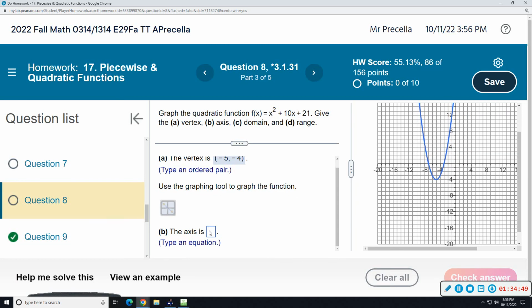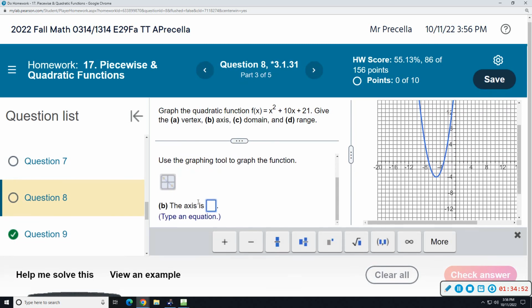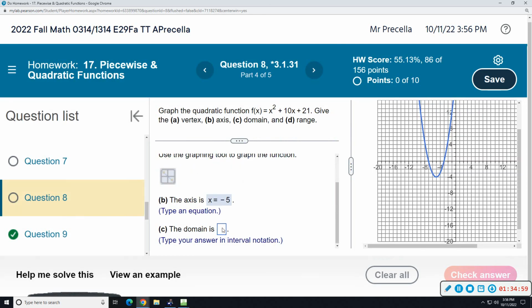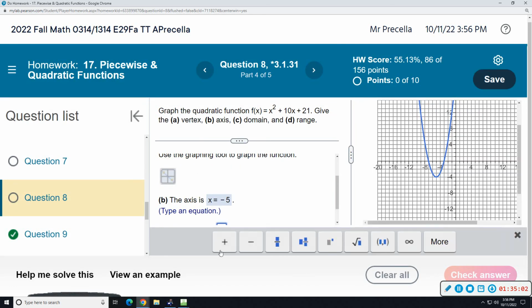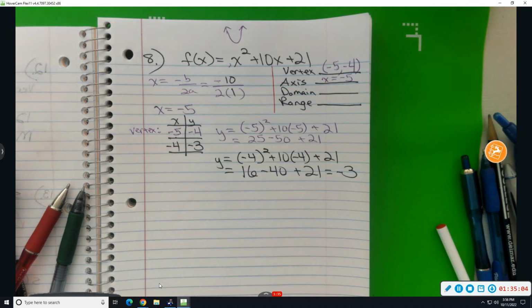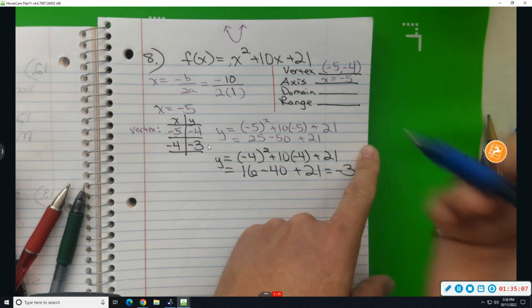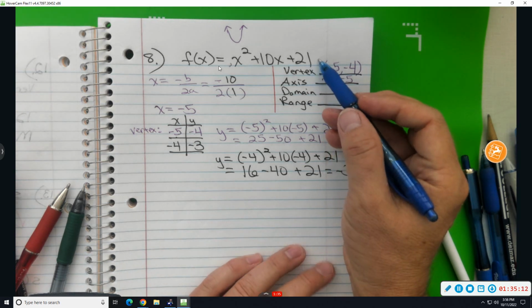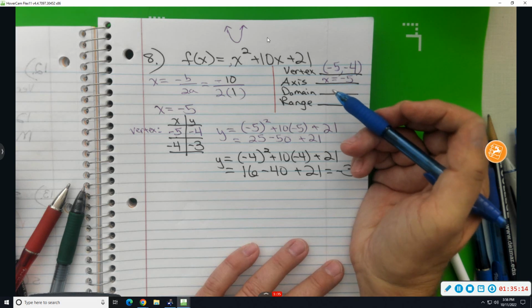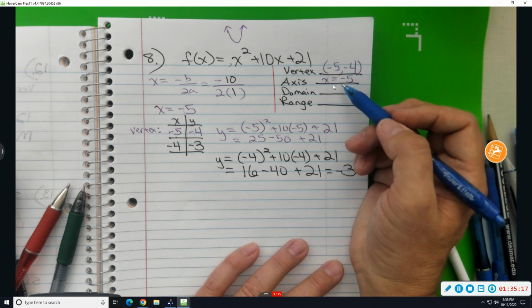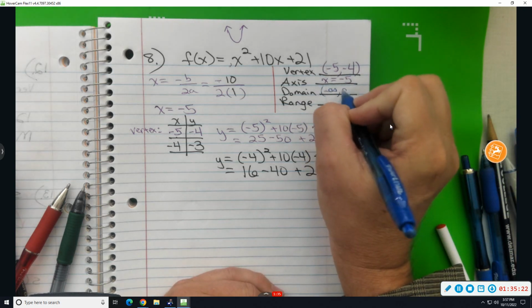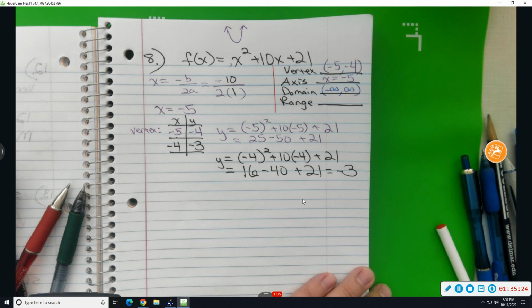Okay. The axis. X equals negative 5. Now the domain, I could have written that in as soon as I drew the graph, I knew the domain. What's the domain of the function? It's a quadratic function. They all have the same domain because there are no fractions, no square roots. The domain is, okay, negative infinity to infinity, all real numbers.